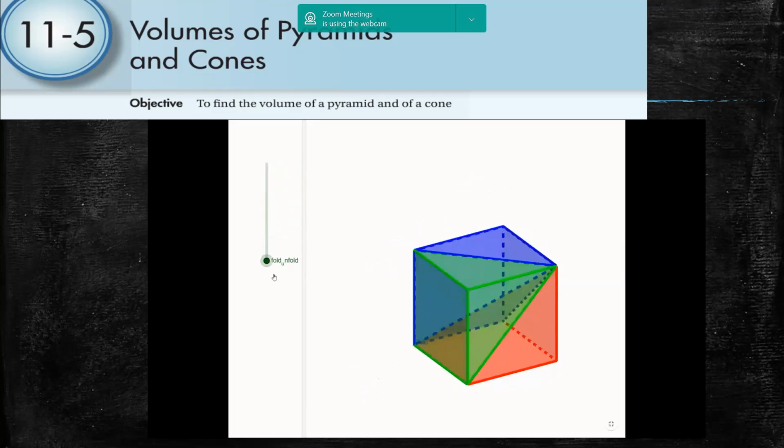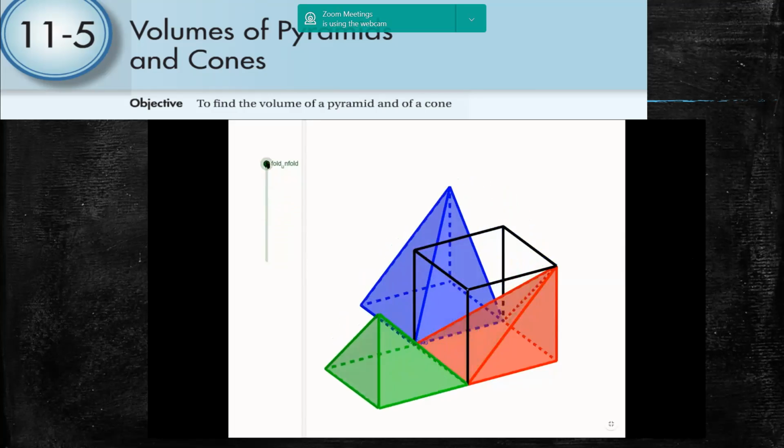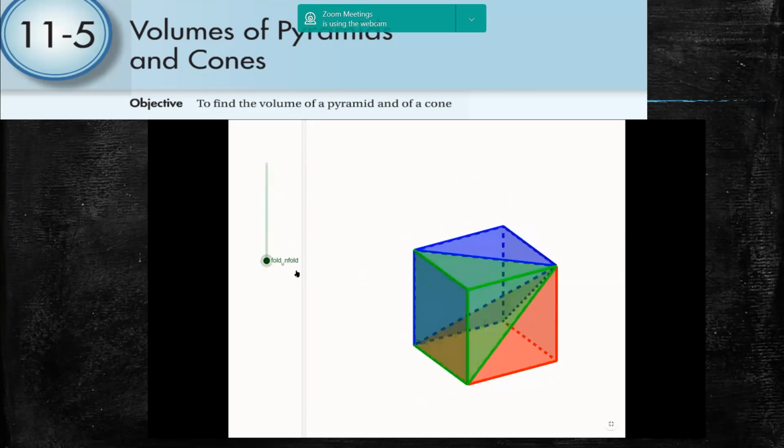Now, since the volume of the cube is B times H, or the product of the area of the base times the height, what will the volume of the pyramid be? Here we have 3 pyramids inside a cube. So the volume of the cube is B times H. This is for the cube.